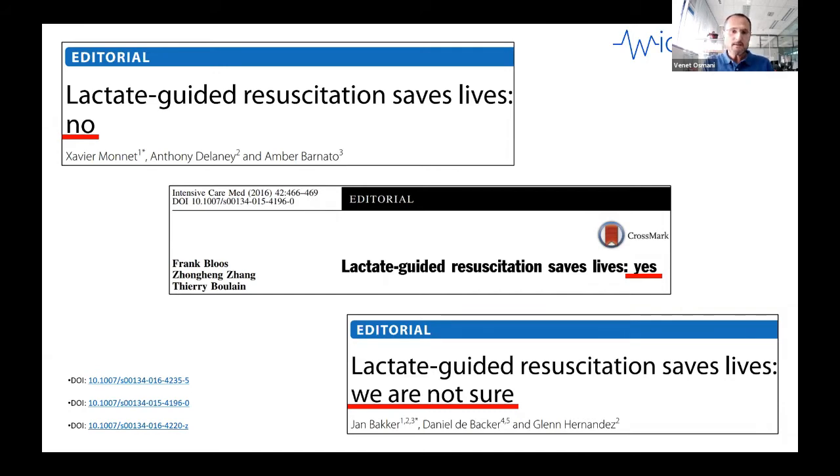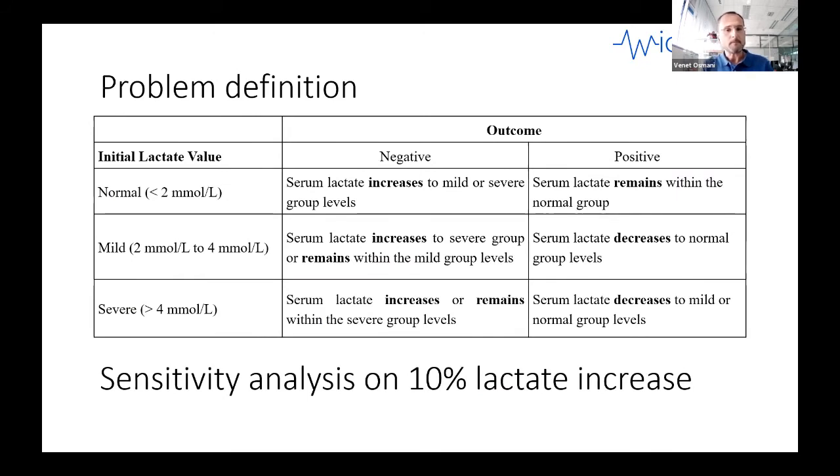So for our needs, this is how we define the problem. We went with a group-based approach, so we have patients in the normal, mild, and severe groups. And for each of these groups, we define two outcomes, a negative outcome and a positive outcome. For example, if patients are in the normal group and the lactate increases to mild or severe, it's considered a negative outcome. Same for the mild: if the lactate increases to the severe group or even remains within the mild group, then it's a negative outcome. And the same with severe as well.